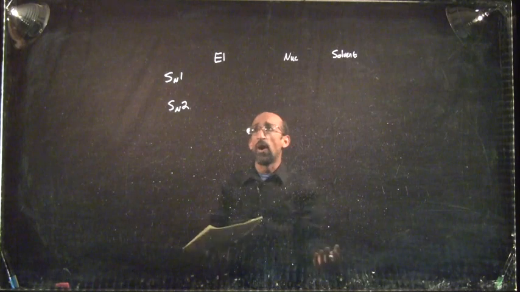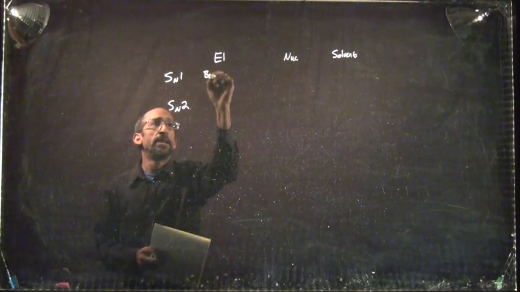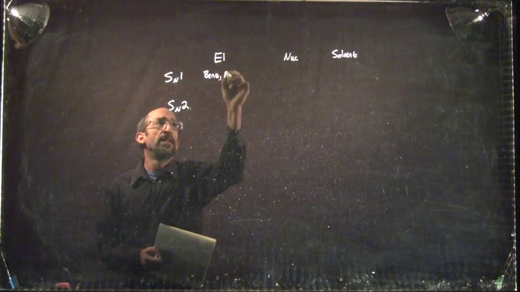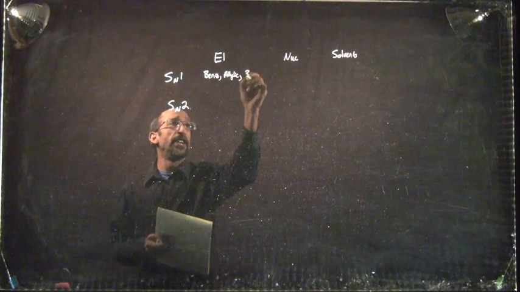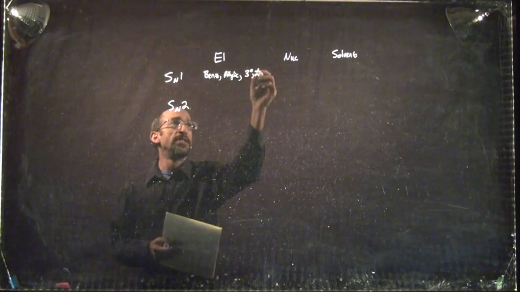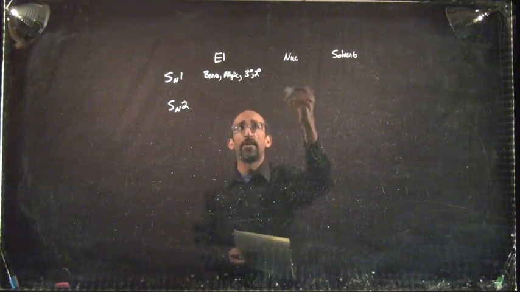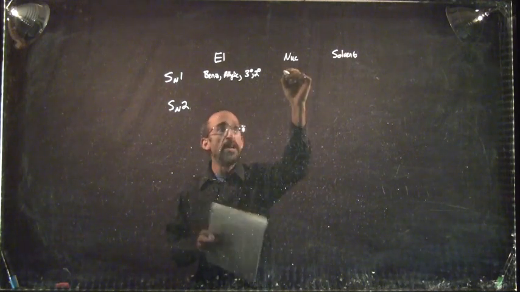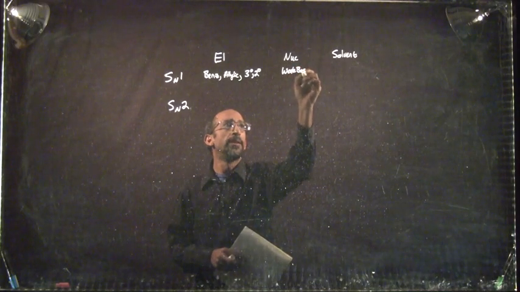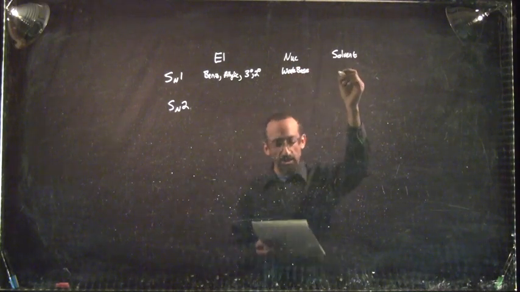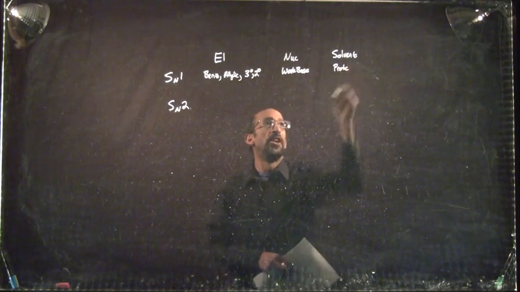So for SN1 reactions, our electrophile is going to be benzylic, allylic, tertiary, or secondary. We know that the preferred nucleophile for SN1 reactions is going to be a weak base. And finally, that these reactions are promoted by polar protic solvents.